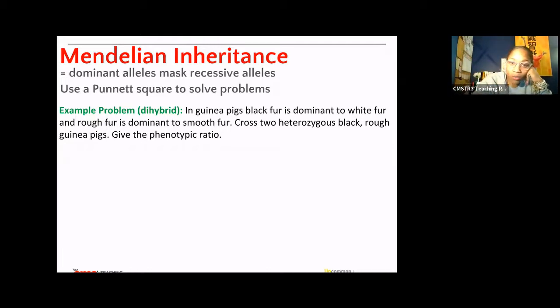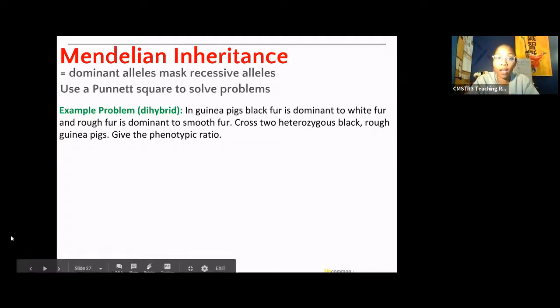In this one, it says we have guinea pig's fur that is black fur is dominant to white fur, and rough fur is dominant to smooth fur. And it wants you to cross two heterozygous black, rough guinea pigs. So in a case like this, we have to look at two traits at the same time. Instead of us doing two different Punnett squares, we're just gonna make one big 4x4.